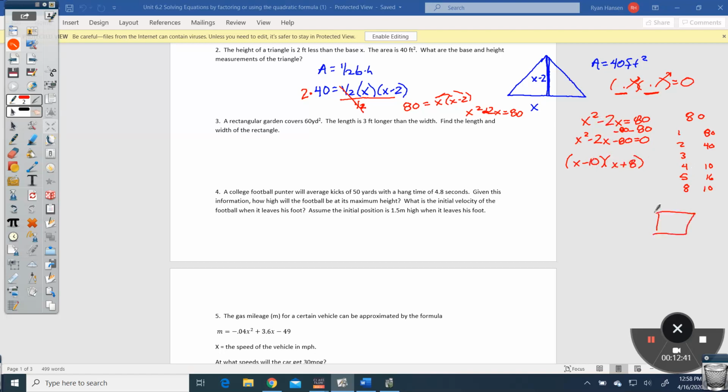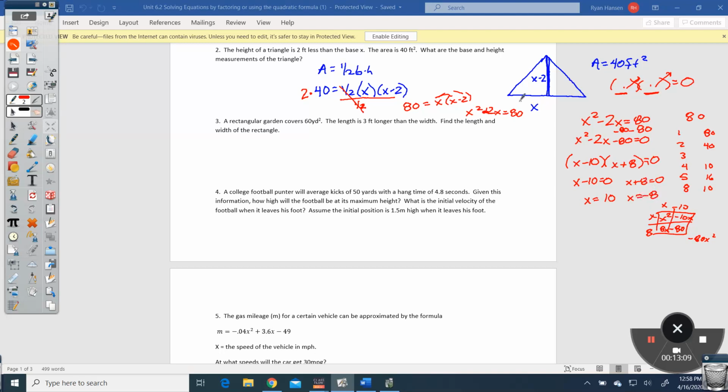It's the same thing as if we'd have used the box, x squared, negative 80, that makes negative 80x squared. And we put in a negative 10x and a positive 8x. So x and x, minus 10 and 8. Okay. So now that I have that factored, I can put each factor equal to 0. So that makes x equals 10 and x equals negative 8.